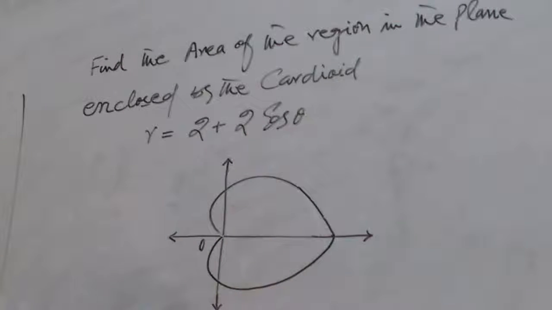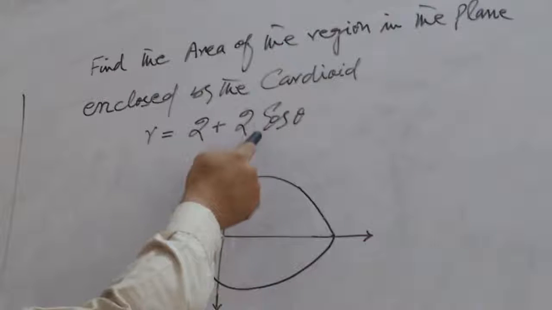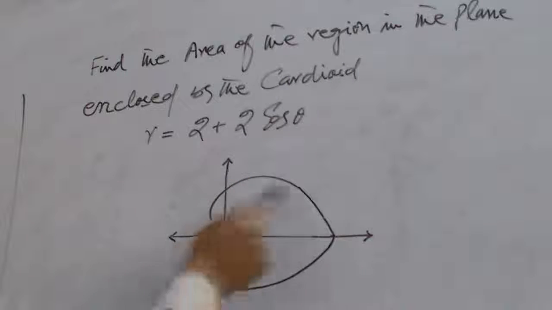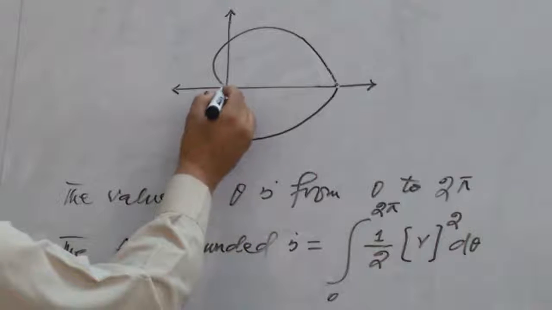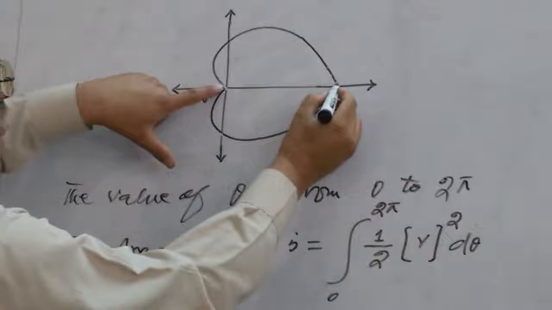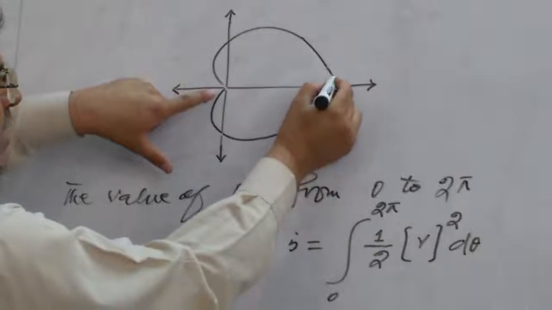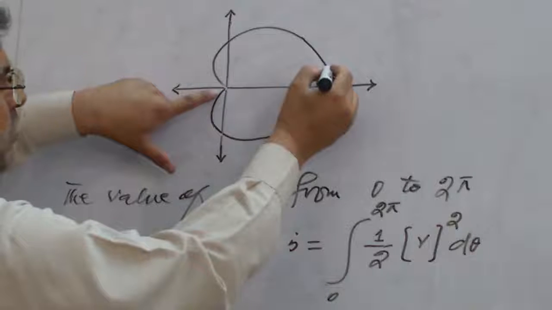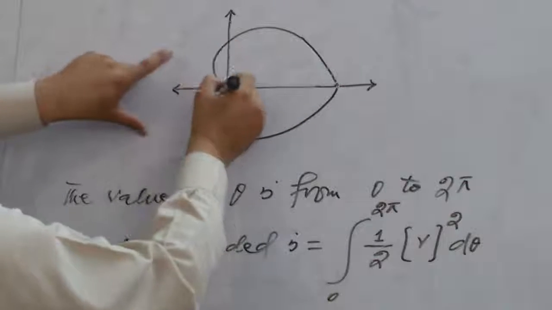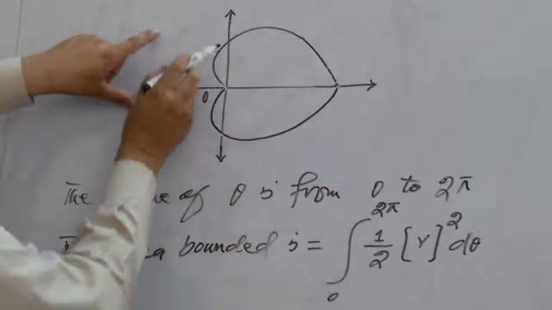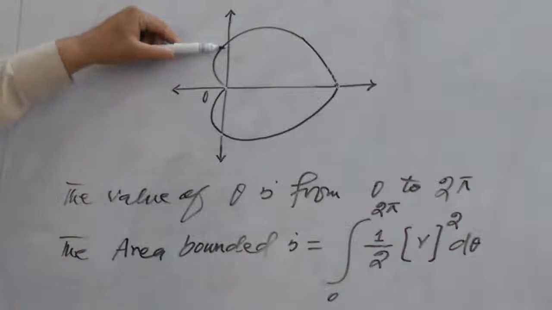Now, r is equal to 2 plus 2 cos theta is the equation of the cardioid, and we have to calculate the area of the region bounded by the cardioid. This is the rough sketching of the graph of this cardioid. When theta is equal to 0, the length of r will be equal to this length, and when theta is equal to 30 degrees, the value of r will be equal to this length, and so on. When theta increases up to 90 degrees, the length of r is equal to this length. This is the rough sketching of this graph.